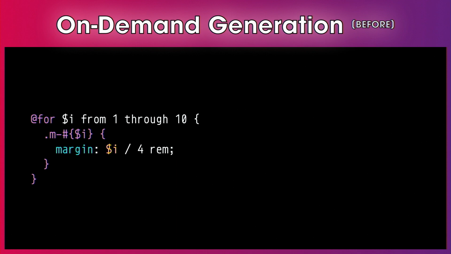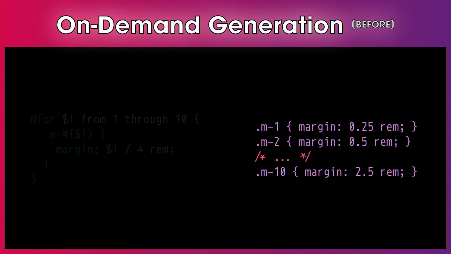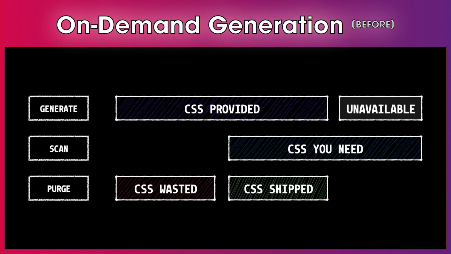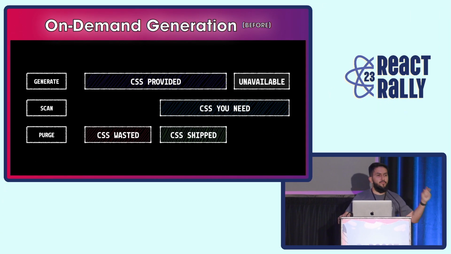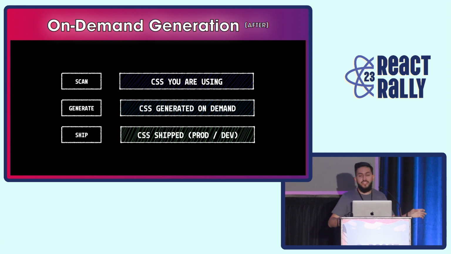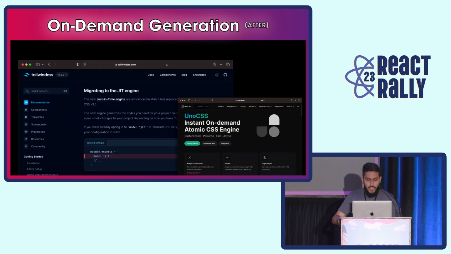And here's an example where I'm iterating 1 through 10 to generate something like this. So I have m-1, m-2, and all the way to m-10 as our utility classes for margin. The issue here is there's a huge gap between the CSS that is generated and the CSS that you're going to use, and you might be lacking some CSS, you might have to purge things, and so on. So that's how it works without on-demand generation. If you use on-demand generation, you scan the CSS you are actually using, and that's all you're going to generate.